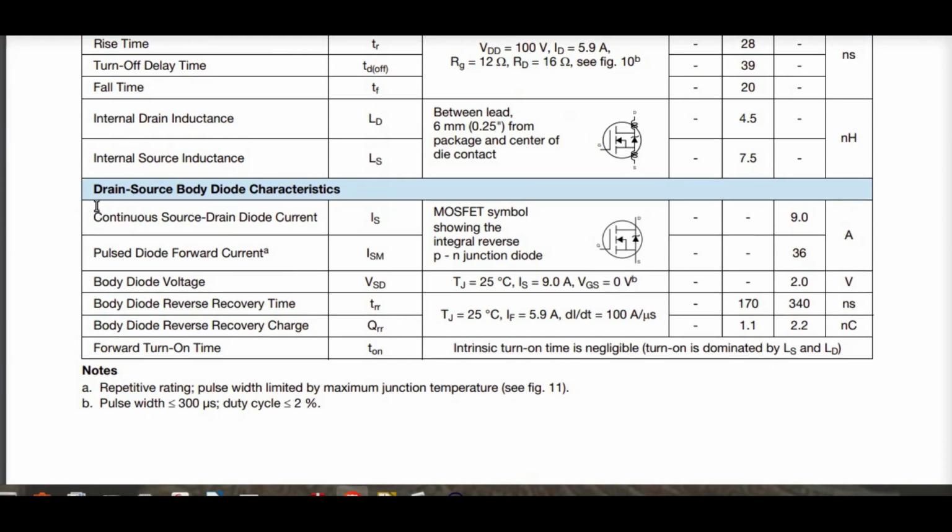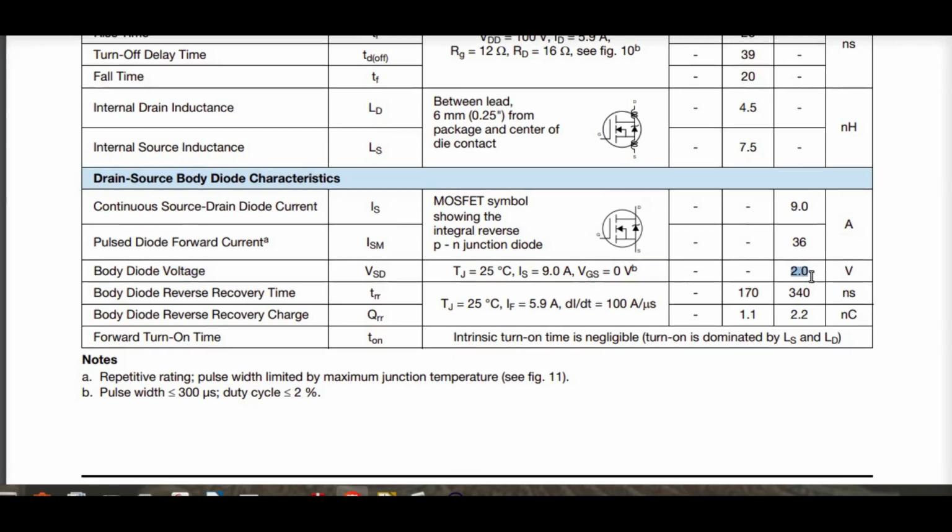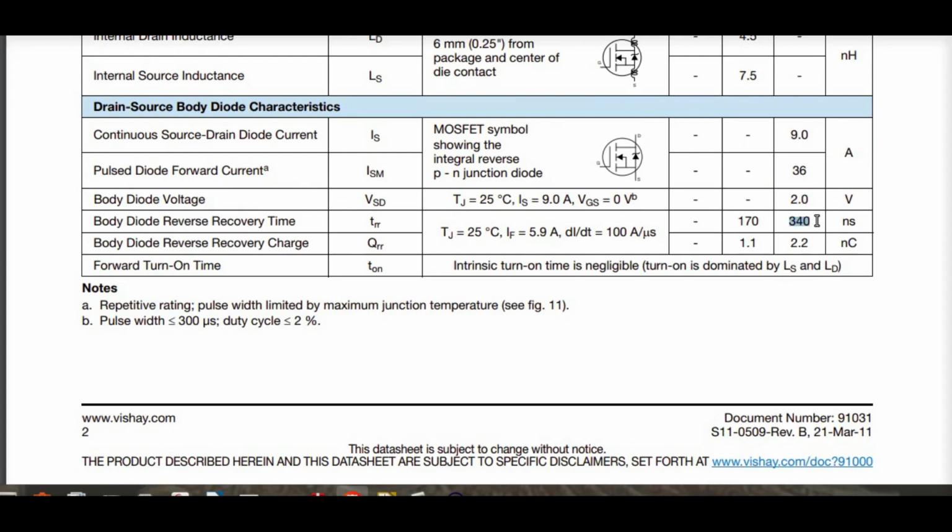And these are the details of the body diode. It was 9 amperes, maybe at 25 degree centigrade. It's not given clearly. Body diode voltage, when the diode is conducting, there will be 2 volt voltage drop across the diode, and it has a reverse recovery of 340 nanoseconds. You may remember what reverse recovery time is from the previous video.